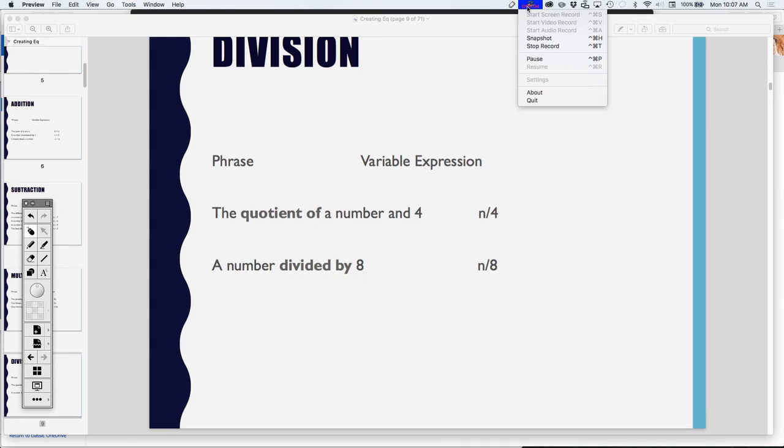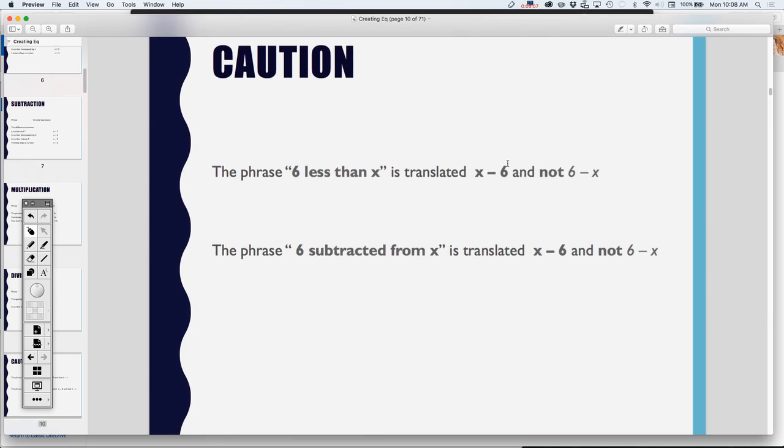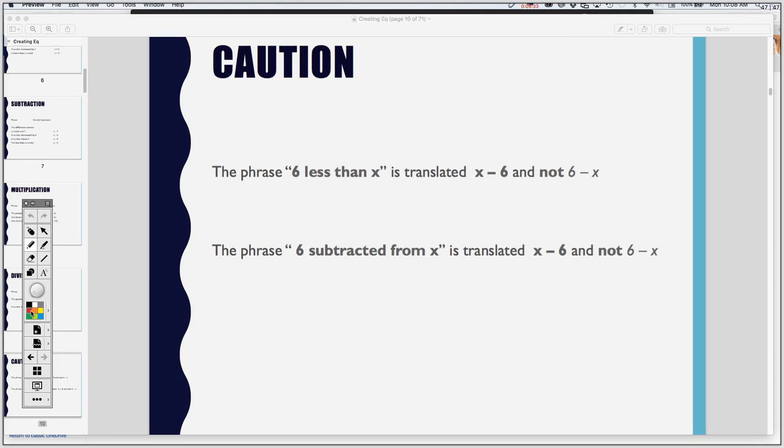Caution! Let's see why they're saying caution. The phrase 6 less than x is translated x minus 6 and not 6 minus x. We already addressed that when we were copying down the problems. The phrase 6 subtracted from x is translated x minus 6 and not 6 minus x. So here's another one, subtracted from, that flips the terms. I would think that 6 subtracted from x would be 6 minus x, but just like less than, it's x minus 6. You have to flip it.